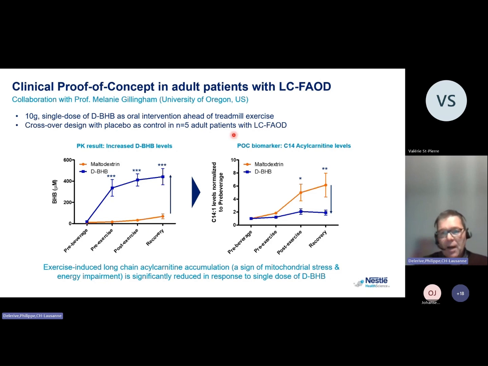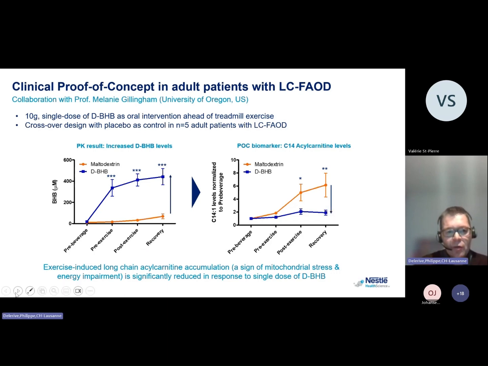If we look at the biomarker we have been using for this proof of concept study, measuring here C14 acylcarnitine, which is a clear biomarker for the diagnosis of long-chain fatty acid oxidation disorders, you see that, as expected, exercise increased the buildup of acylcarnitine levels in the patients, which was almost prevented by BHB supplementation. This suggests that at the concentration we were able to reach in these patients, we were able to suppress acylcarnitine buildup.